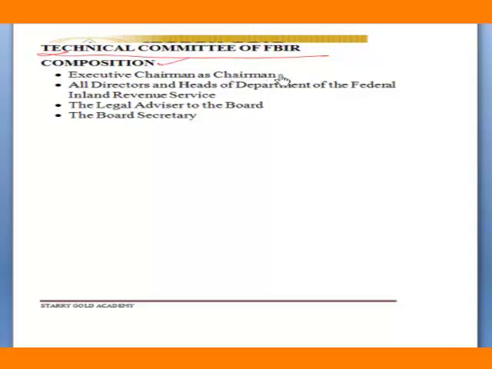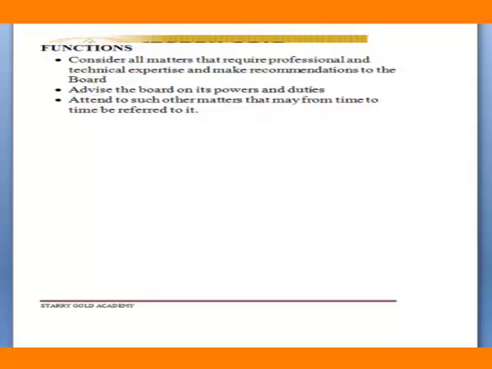Executive Chairman as Chairman, composition: all directors and heads of department of the Federal Inland Revenue Service, they're all members, the legal advisor to the board and the board secretaries. These are the members of the Technical Committee of the Federal Board of Inland Revenue. Their functions. What are their functions?